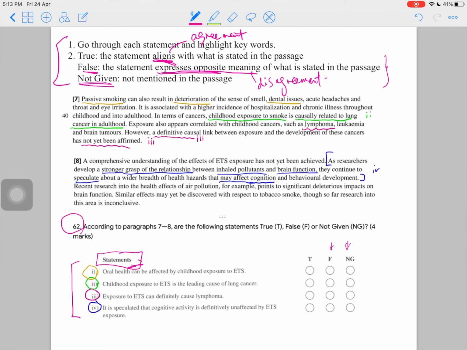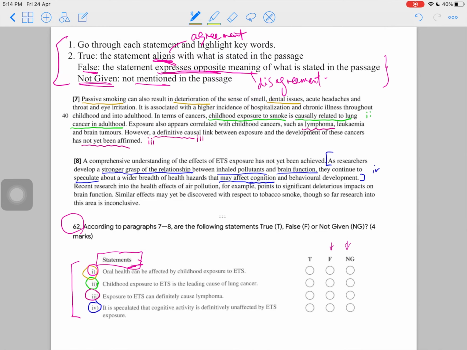Not given is actually not mentioned in the passage. It's not true. It's not false. I cannot definitely say this is not true. It's not mentioned. It's not given. I cannot give a judgment. So let's go through the first one first.